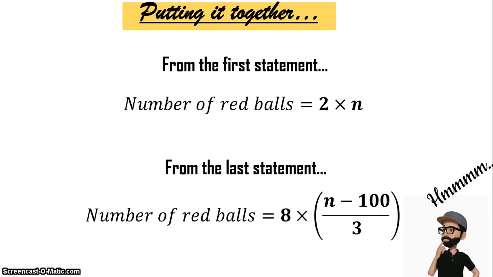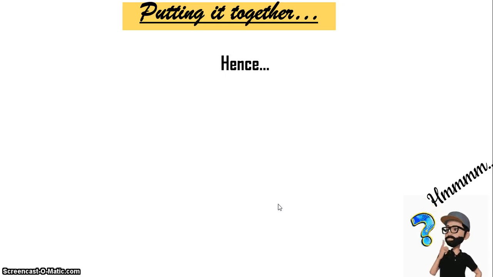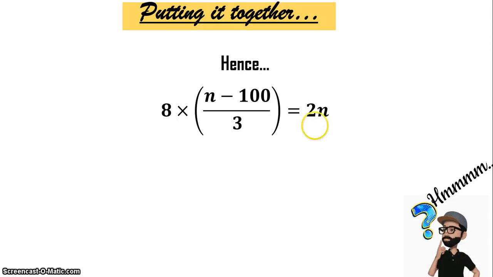Number of red balls equals 2n. Number of red balls equals 8 times that. It simply means, if you're looking closely, that this is the same as this. Look at it again. Look at the line. This is the same as this. So all you do is equate it as 8 times (n minus 100) divided by 3 equals 2n.